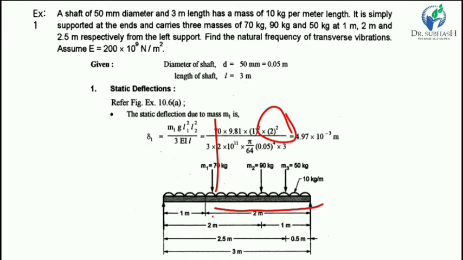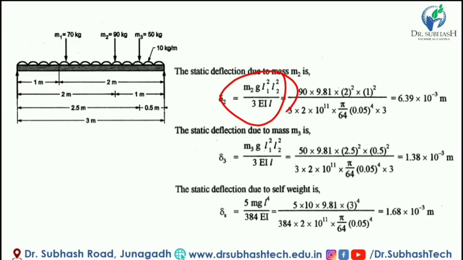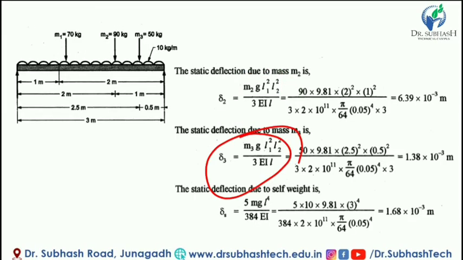The total length is 3 meters, and the moment of inertia, πd⁴/64 (d raised to 4), is the same for all deltas, and the E value is also the same for all rotors. The shaft and rotor are made of the same material, and the mass is given as 70 kg. Finally, we get the value of delta 1. Similarly, we get the value of delta 3 from the same equation.